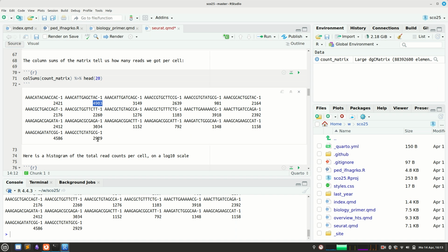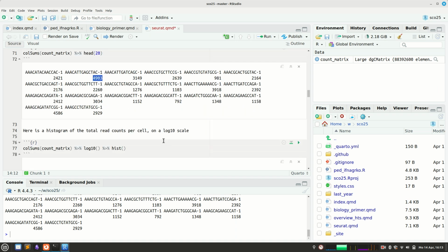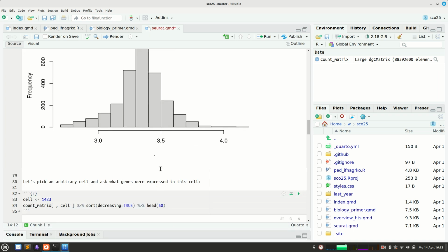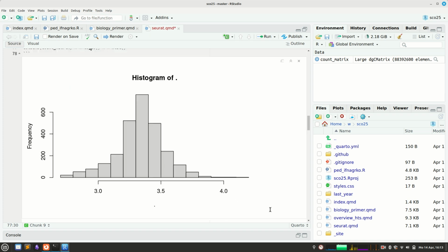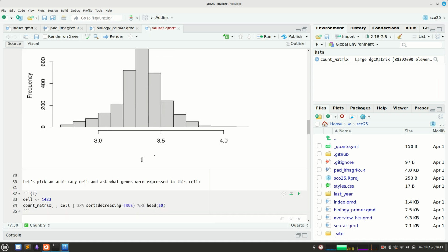And we will talk a lot in the next lectures about how to deal with the fact that we still get reliable information despite the fact that we lost 95% of our reads. Here you can see this histogram, where I took these column sums, took the logarithm to base 10 of it and then plotted a histogram. You see this pipe always takes a data vector and pushes it to the next function. And you see typically most of these cells have between 1,000 and 3,000 counts.